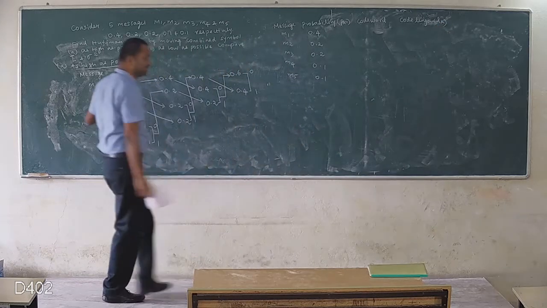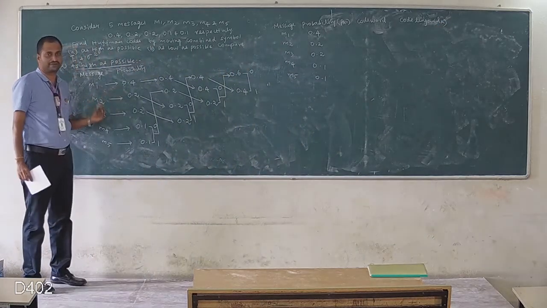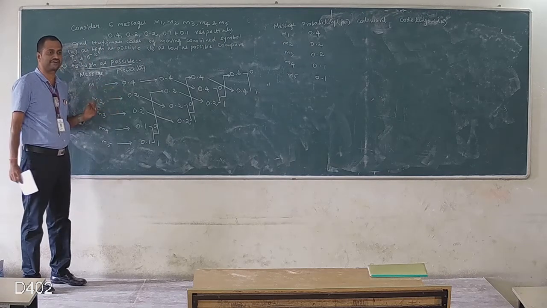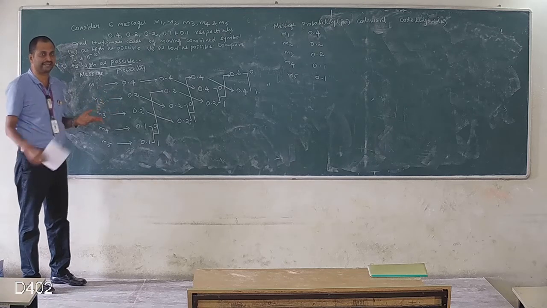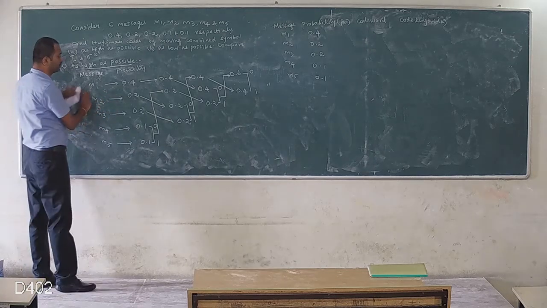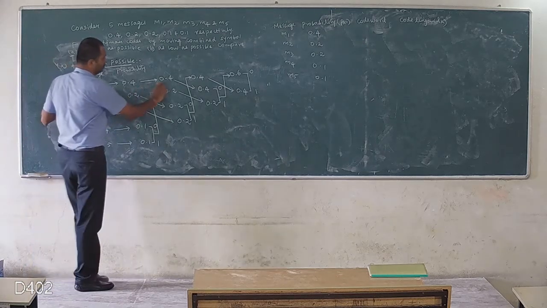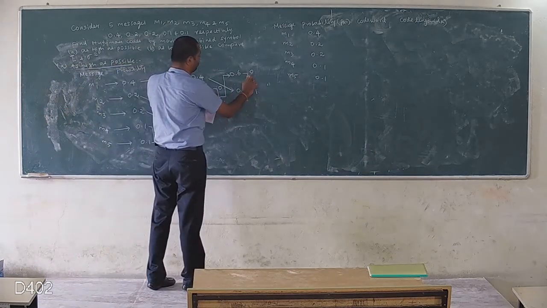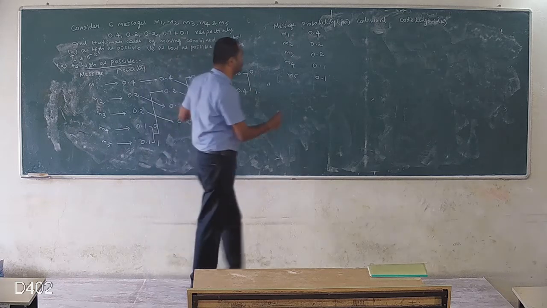As we discussed earlier, the code word can be obtained by tracking backward the zeros and ones assigned to that symbol as well as its successors. But tracking backward is difficult. We track forward, but we write it in reverse order. So the code word for M1 will be, track it: 0 we have been assigned, 0 we have been assigned. So if I write it in reverse order, 0 0 will be 0 0 only.